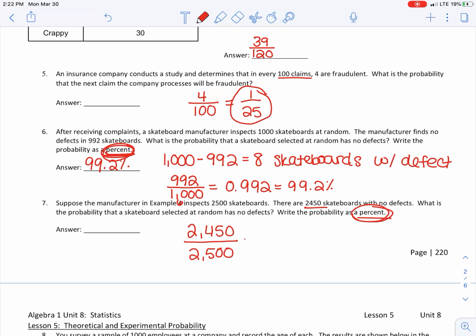So we want to know, it says write this as a percent again, so we want to put that into a decimal, which is going to be 2,450 divided by 2,500, and we get 0.98. And then if you take that times 100, you end up with 98% of the skateboards having no defects.